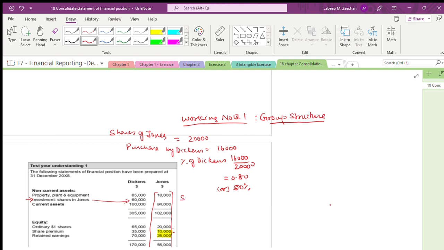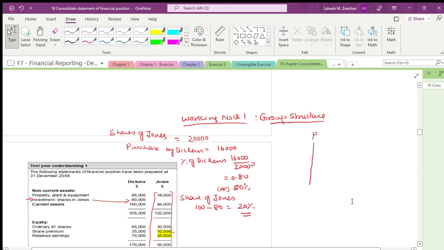Share of Jones. As simple as that: 100 minus 80 comes to how much? 20%. In the group structure, you have to write it like this and show it very clearly. The parent company is 80%, and the subsidiary company is how much? 20%.